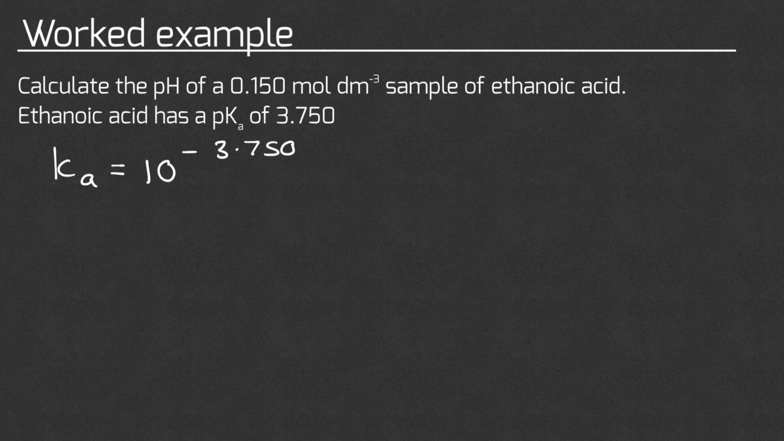Now we're quite confident with how to change Ka and pKa into each other, and we're not going to write down the equation to start off with. So Ka equals 10 to the power of minus pKa, so Ka equals 10 to the power of minus 3.750. Once we put this into our calculator, we get an answer of 1.78 times 10 to the minus 4. The next step is to write out the Ka equation for ethanoic acid, and we can add in the simplified version of it as well.